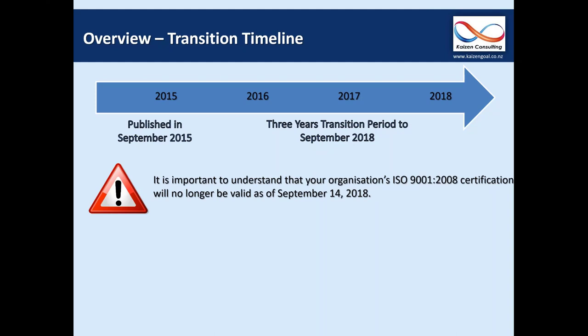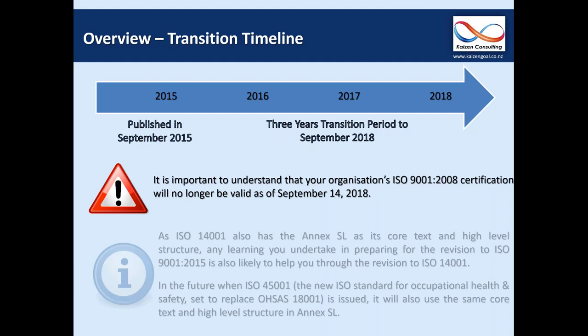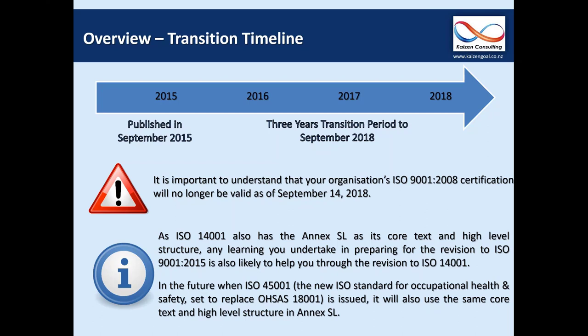9001:2008 version. Also worth noting that ISO 14001 also uses Annex SL as its core text and high-level structure. So any learning you undertake in preparation for the new standard, ISO 9001:2015, is also applicable for 14001. And also in the future, when ISO 45001, the new ISO standard for occupational health and safety, replaces OHSAS 18001, it also uses the same structure. So that would be a good opportunity for companies who would like to have an integrated management system, because you're sharing the overall structure of it.